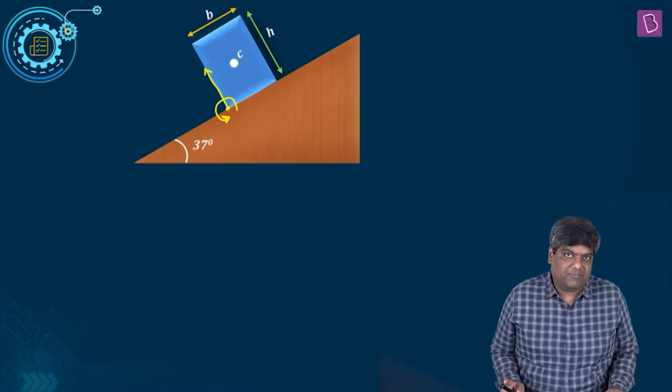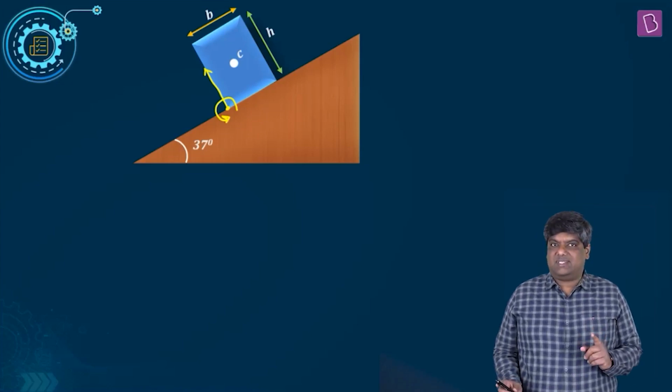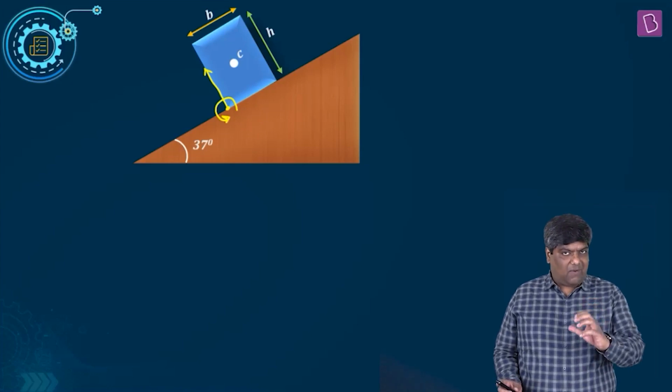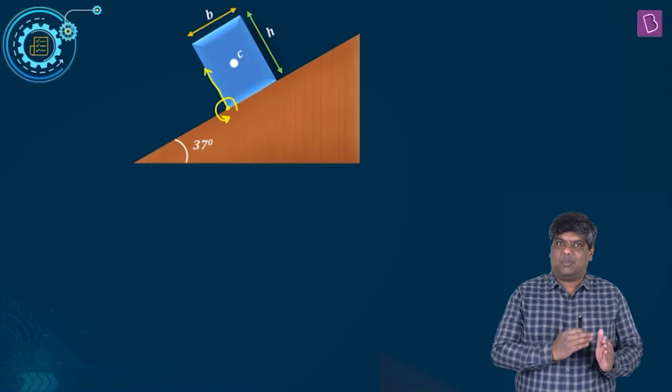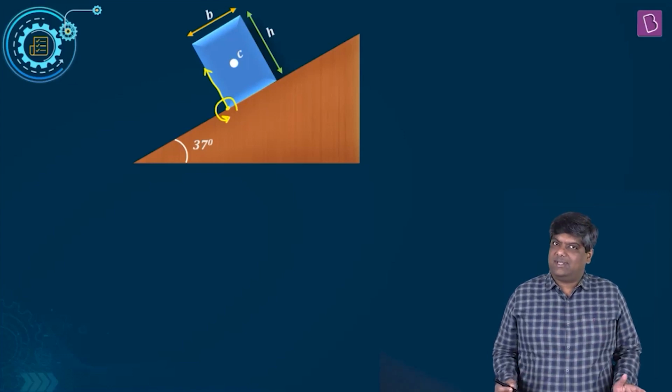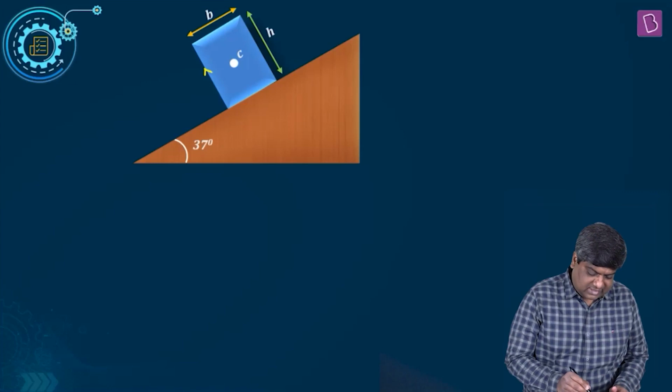Now we will have to see whether any of these conditions have been reached or they are yet to reach, and depending on the answer that we get, we'll have to select the most appropriate option. Correct? So let us start.